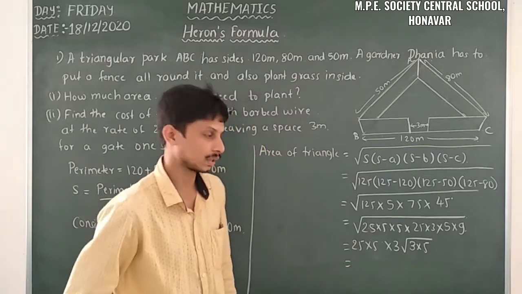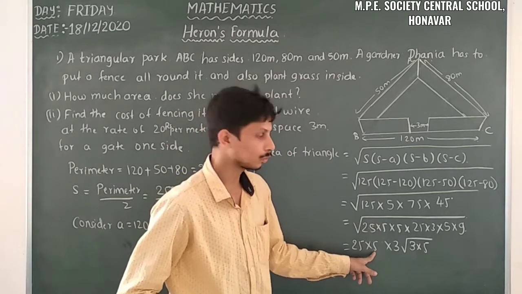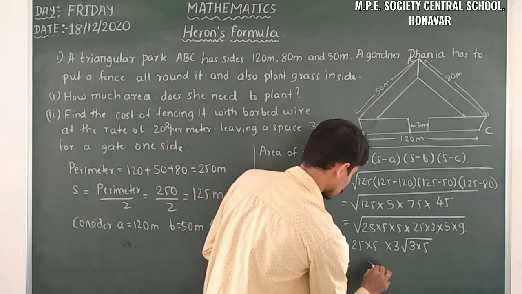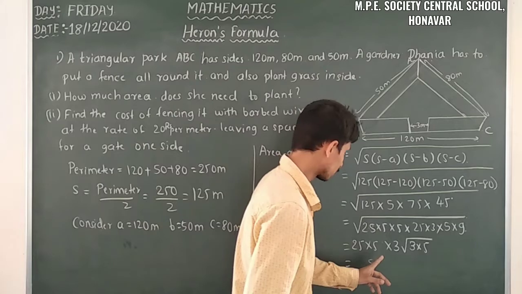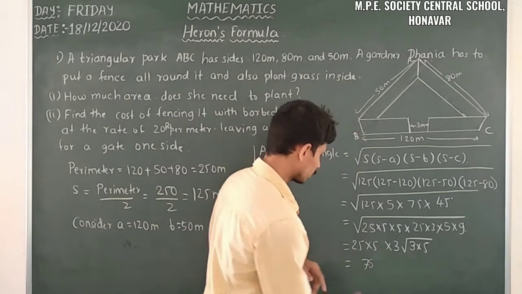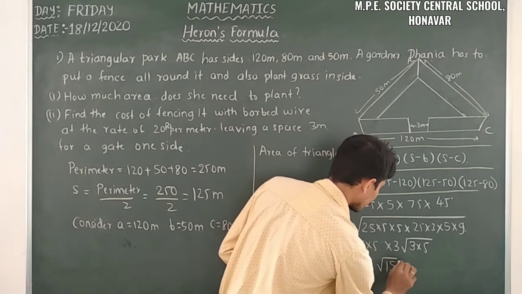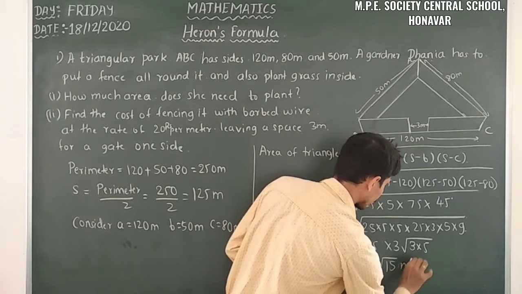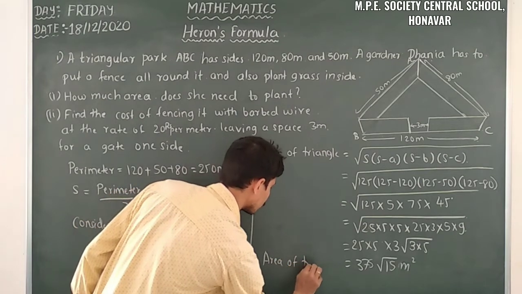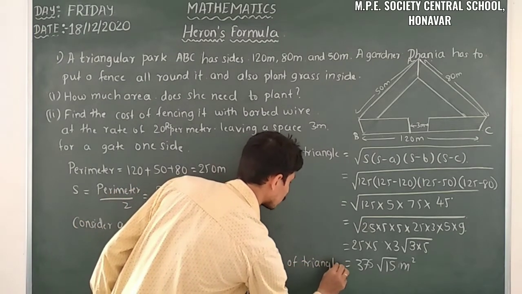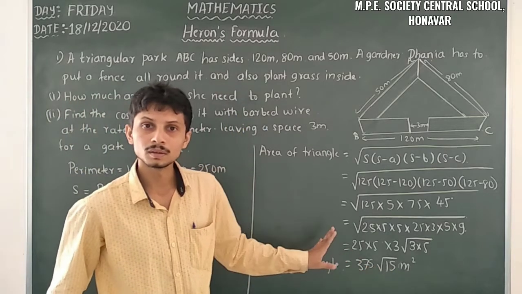So here we have to calculate. 25 into 5 means 125. 125 into 3: 3 into 5 is 15, 3 into 2 is 6, plus 1 is 7, 3 into 1 is 3. So 375 root 15 meter square. So the area of triangle is equal to 375 square root of 15 meter square.